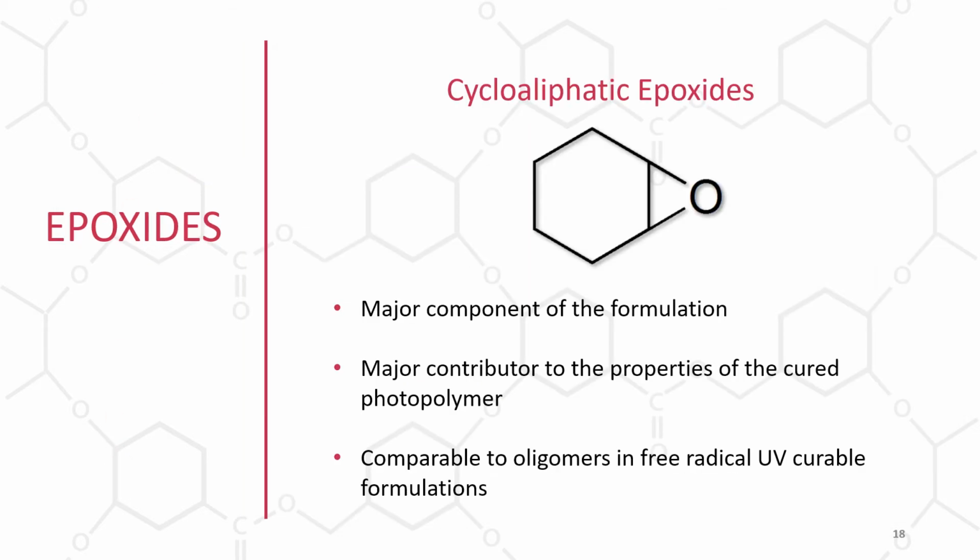Let's talk about the materials themselves. I mentioned that epoxides tend to be the most common material used to give the base properties, and the class of materials that are used tend to be cycloaliphatic epoxides. These are a major component of the formulation by weight. They are also the major contributor to the properties of the cured photopolymer. They can be comparable to oligomers in free radical UV curable formulations.